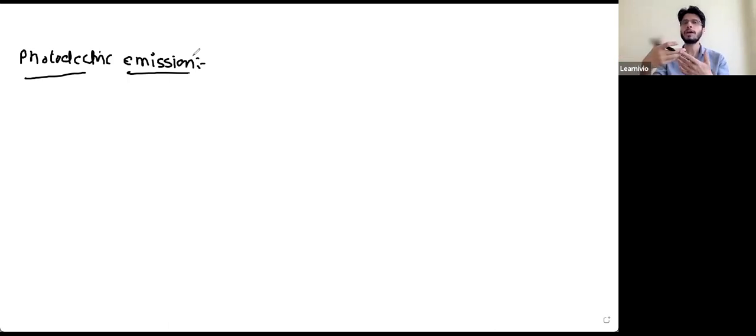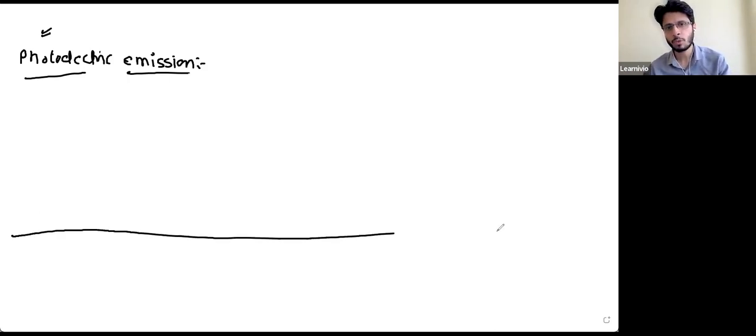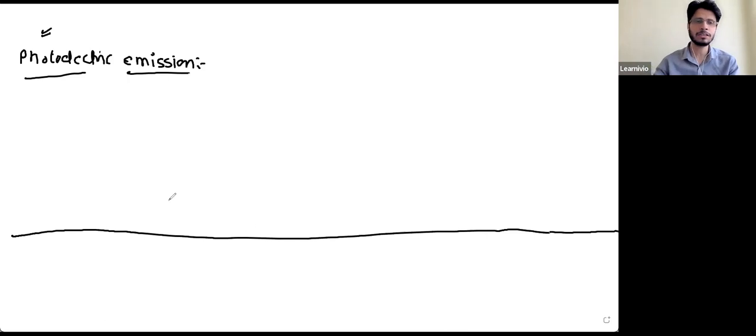If you provide that energy through thermal energy, then you call it thermionic emission. If you provide that energy through some fast moving electrons, then you will call it secondary emission, but we have to concentrate on photoelectric emission. So I'm doing a thought experiment. Whatever we do in today's class will be based on this experiment.